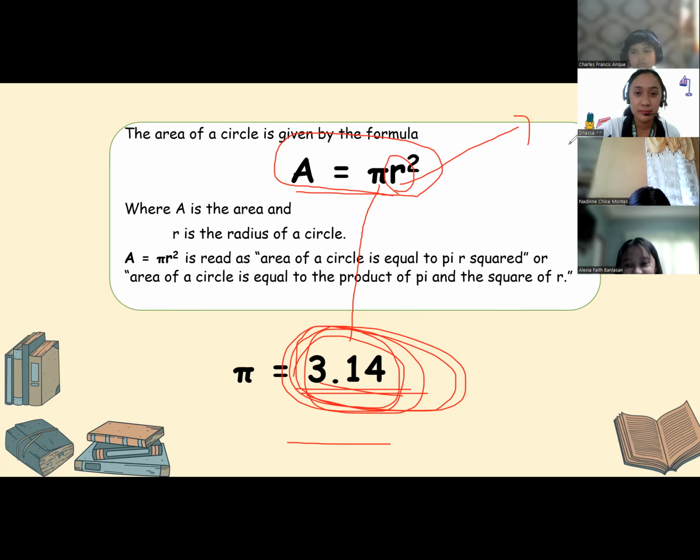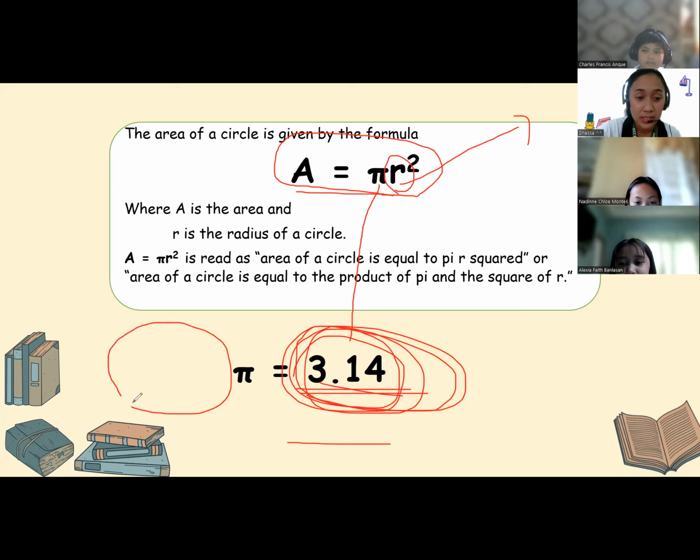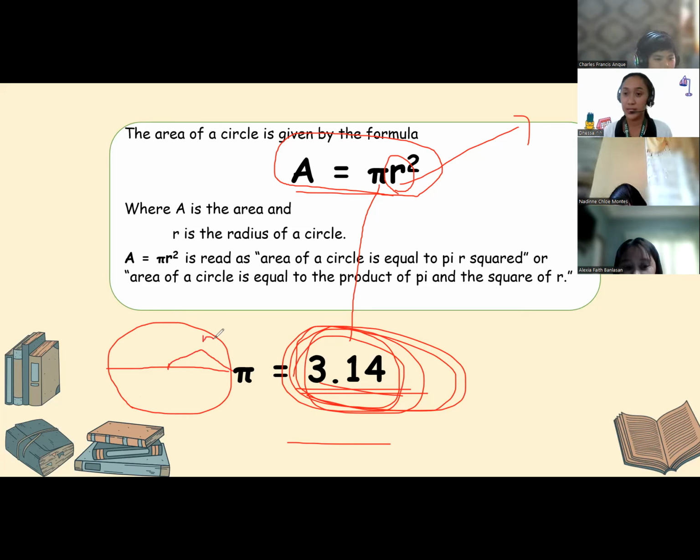Half of the diameter. Radius, Charles, is the half of the diameter. Okay, so if this is your circle, this is the diameter, and this is the center. This part is your radius.